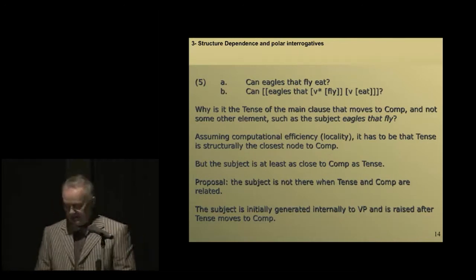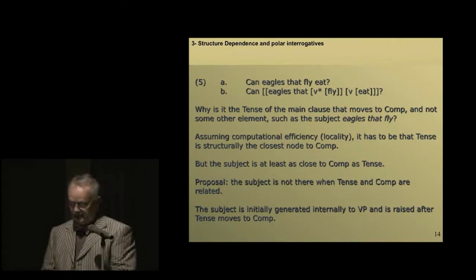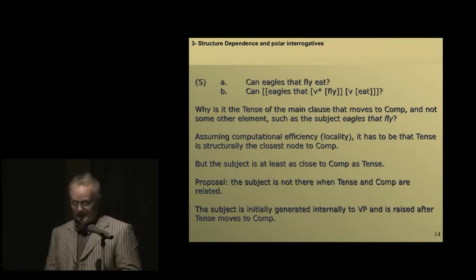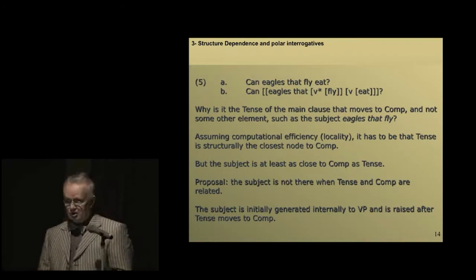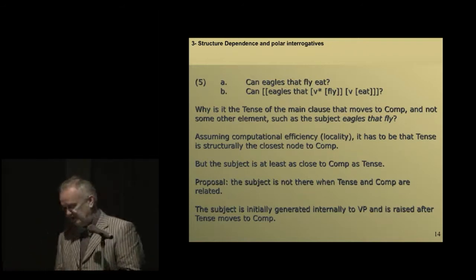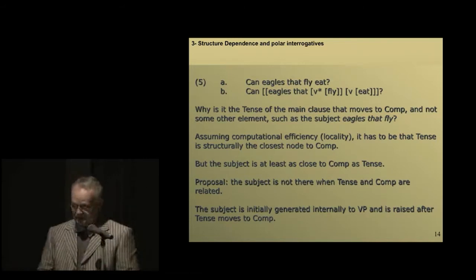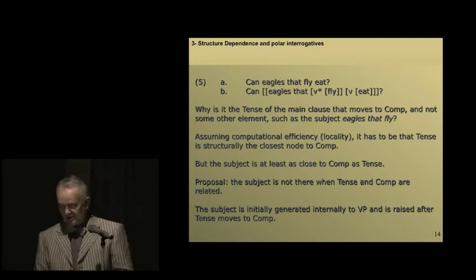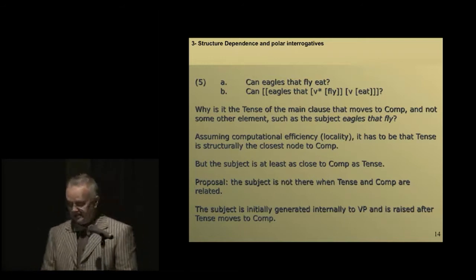Why is tense, and particularly the tense of the main clause, the element that moves to comp and not some other element, such as, in this example from Chomsky, the subject, or any other element in the sentence? Now, assuming computational efficiency, as he does and as the tradition of looking into this problem does, a particular locality, well, it has to be that tense is structurally closest to comp, and that's why it's the one that moves. But the problem is that the subject is at least as close to comp as tense.